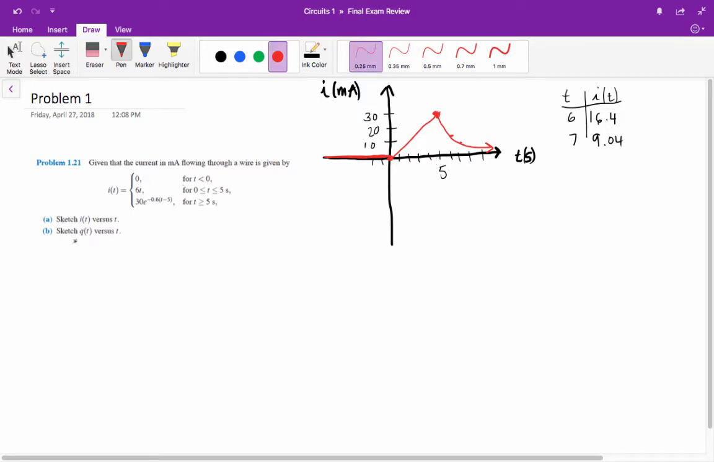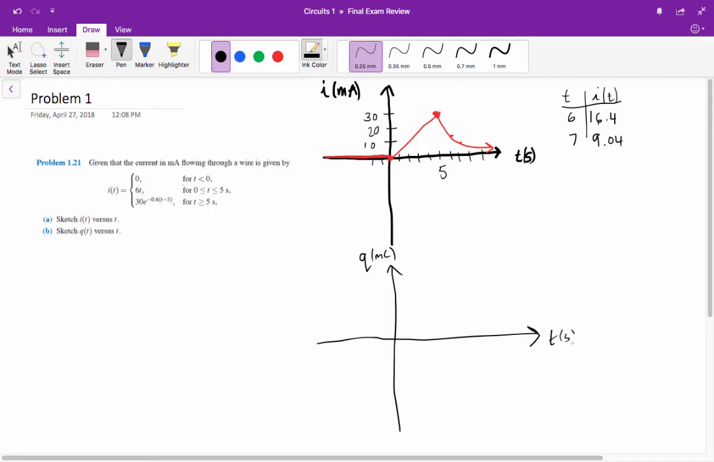So now we're supposed to sketch the charge versus time. So we will have the charge in millicoulombs, and our time will still be in seconds. And 2, 3, 4, 5. And let's see what we've got here. So we know that the current before t equals 0 is 0, and so that means the charge accumulated up to 0 is 0. And so we can just fill that in.